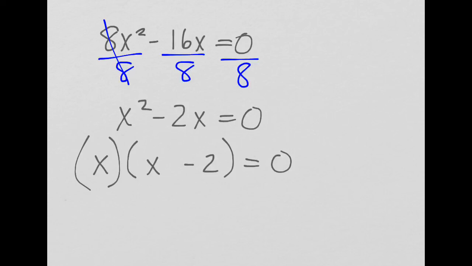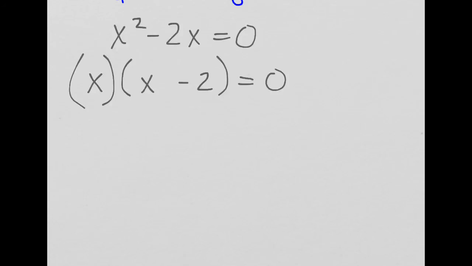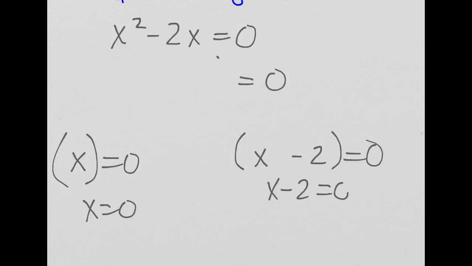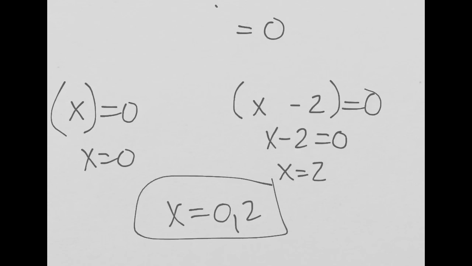Okay, so do I still have 2 factors? I sure do. So I am just going to set this first one equal to 0. And the second one, I'm going to set this equal to 0. Well, x equals 0. There's nothing else to do there to solve for x. It just already equals 0. And in this case, I'm going to have to add 2 to both sides, so x is going to be 2. So your final answer here will be x is equal to 0 and 2.